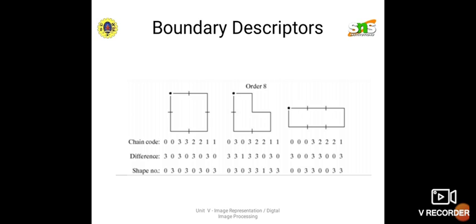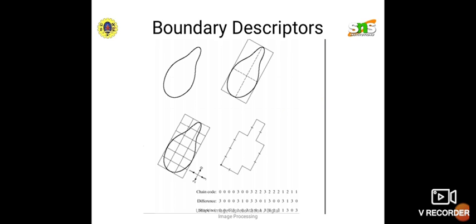In the second diagram, downwards we can see the shape number. The starting 0 is at the 6th position in the difference code, and after that we have 30 followed by 30. So after 0 we have 30, and next the remaining values are from the start of the difference code, that is 33133. So these are all different examples to describe the shape number.